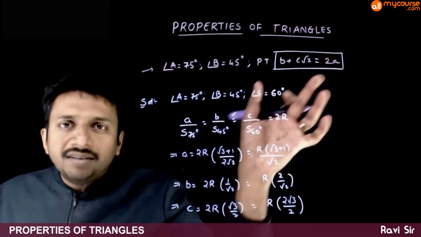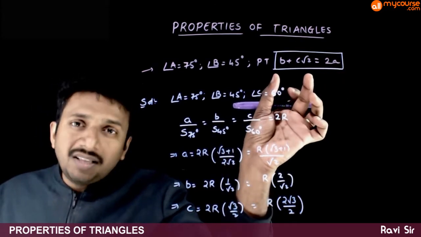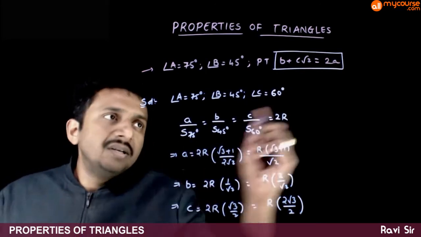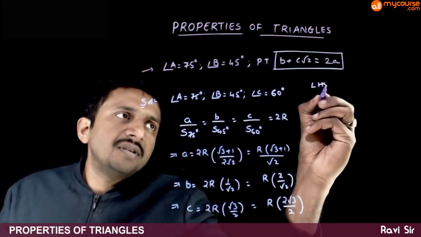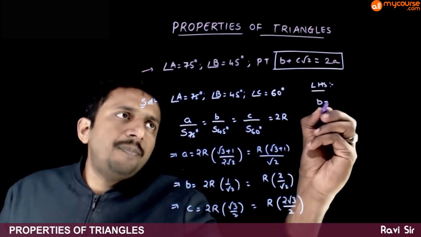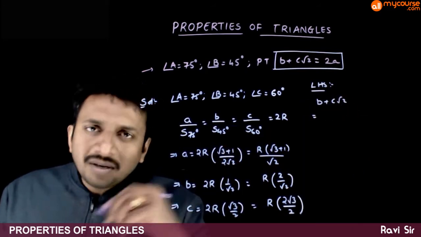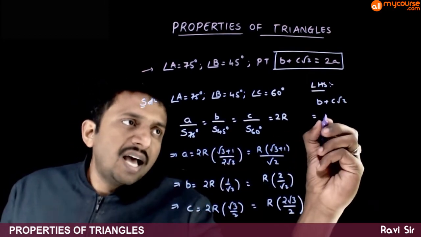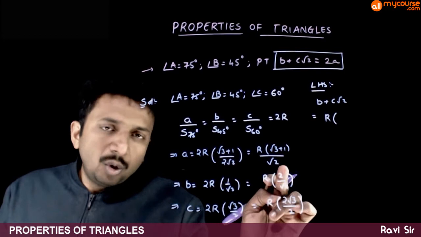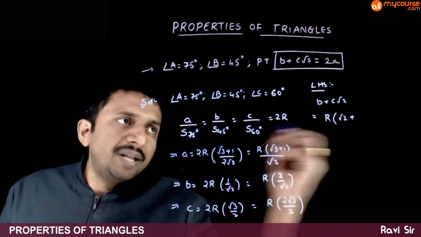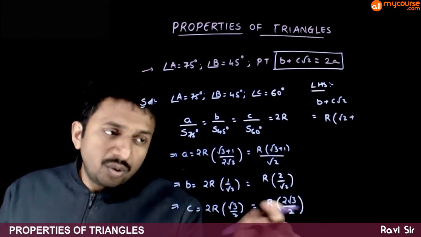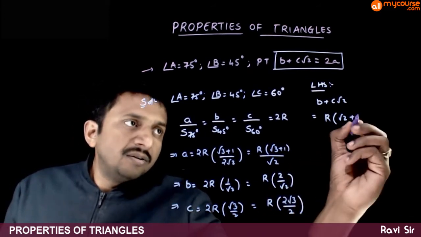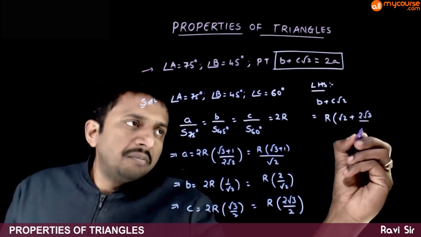Now you're asked to prove this. So let us take the LHS and the RHS and see whether both are the same or not. If you take the left hand side, b plus c root 2 is nothing but b plus c times root 2. That is R times 2 by root 2, which is root 2, plus c times root 2. If you multiply this with root 2, you get 2 root 3 by root 2.